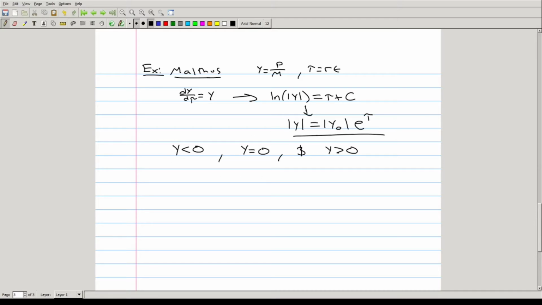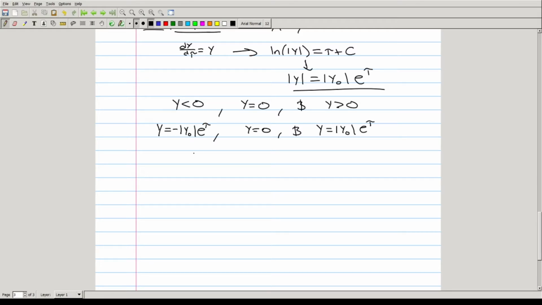Right? This equation right here is satisfied if y is less than 0. It's the equation y is equal to negative absolute value of y naught e to the tau. Well, if y equals 0, which is constant at 0, and if y is positive, we have the solution y is equal to positive absolute value of y naught e to the tau. And we can visualize these 3 solutions, or these 3 orbits, using what's called a phase line diagram.